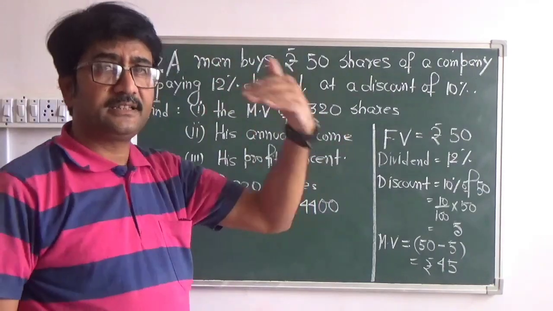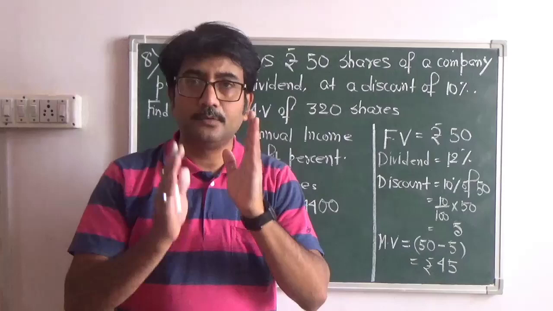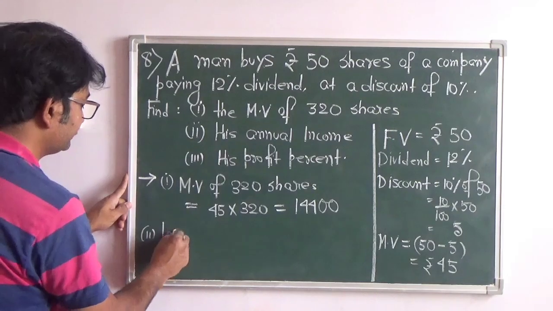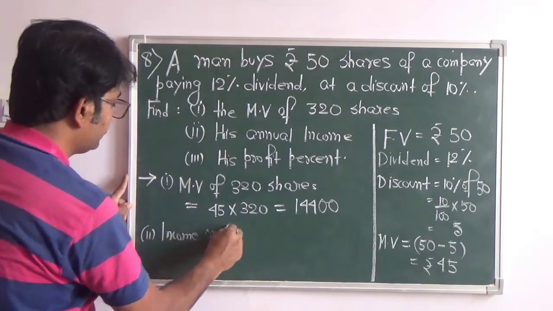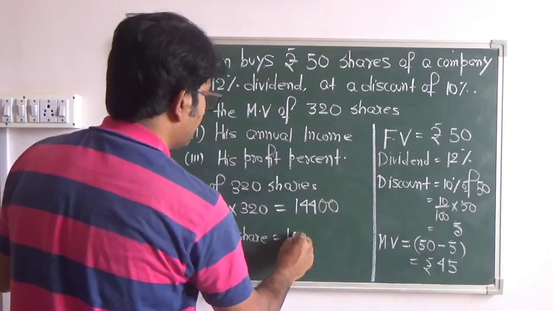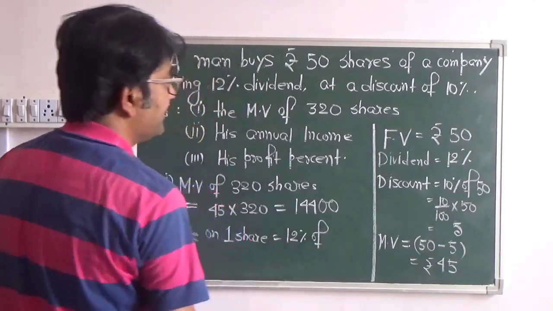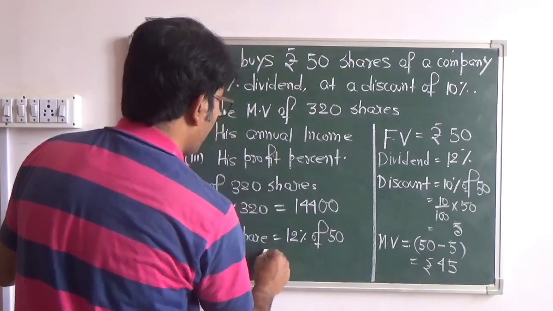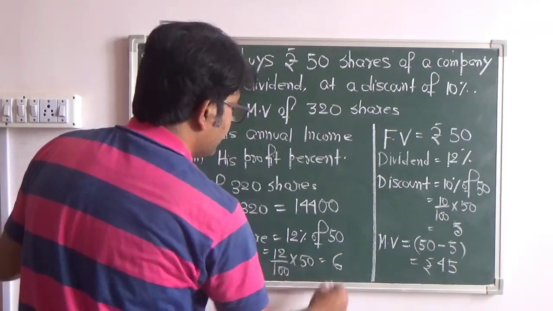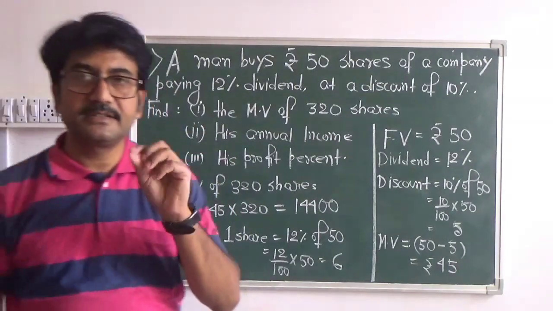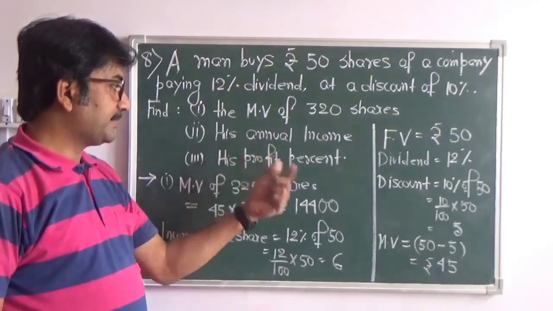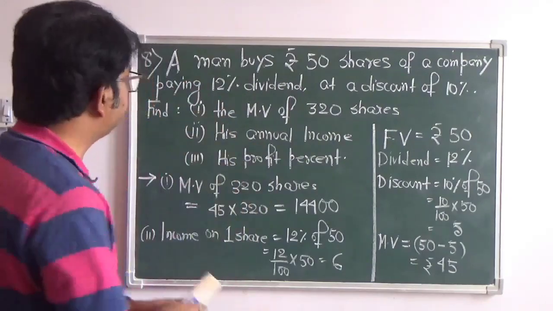Second part of the question is annual income. Now again, income has to be calculated. First, income on 1 year, which is to be calculated on the face value. So income on 1 year is equal to 12% of the face value, that is 50. 12 by 100 into 50, that is 6 rupees. So income on 1 share is rupees 6. So now what is his annual income? That is income on 1 share multiplied by the total number of shares gives you the annual income.